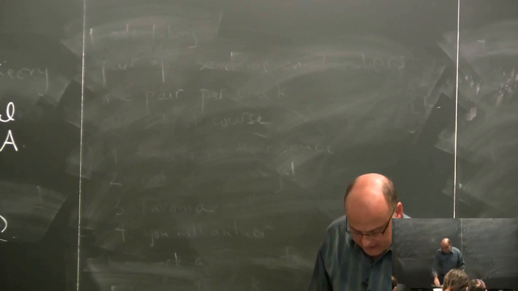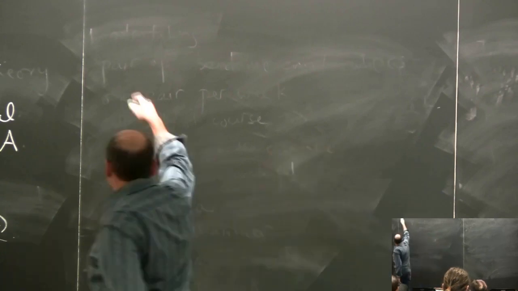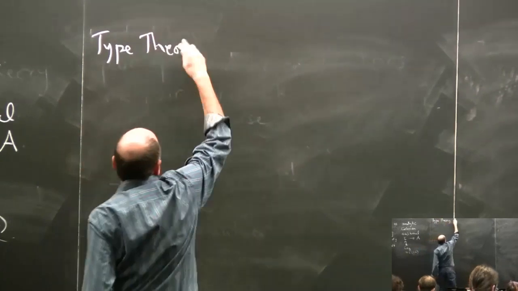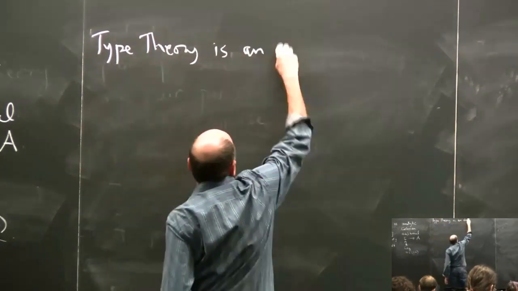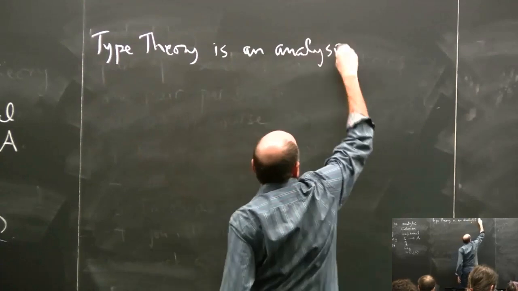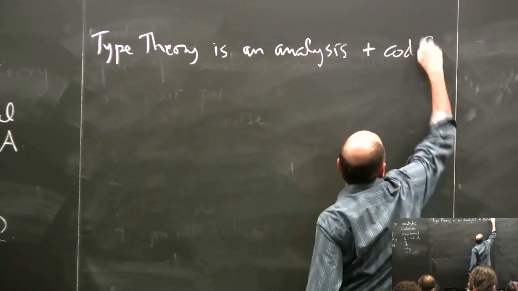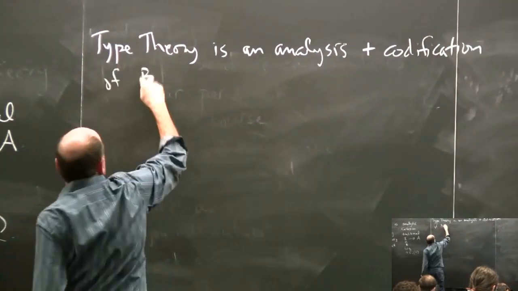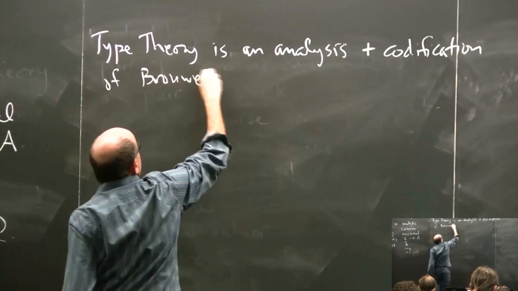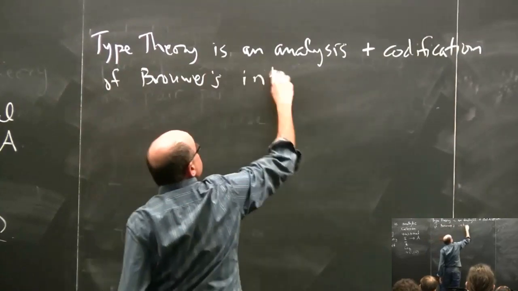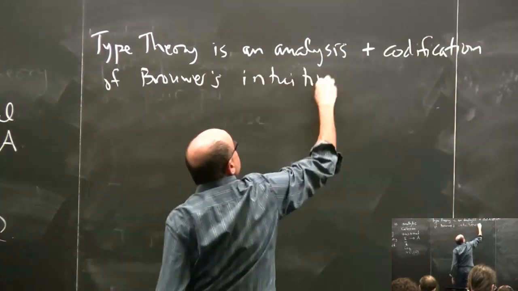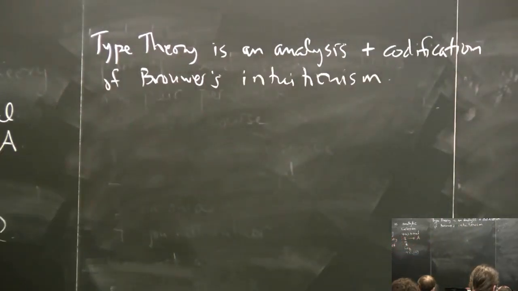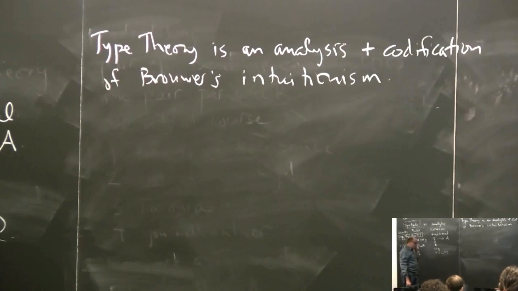Okay, so what is type theory? Type theory is an analysis and codification of Brouwer's intuitionistic mathematics. Brouwer's intuitionism, let's just say it like that. And it draws on a number of crucial ideas that were developed subsequent to Brouwer's initial inputs.